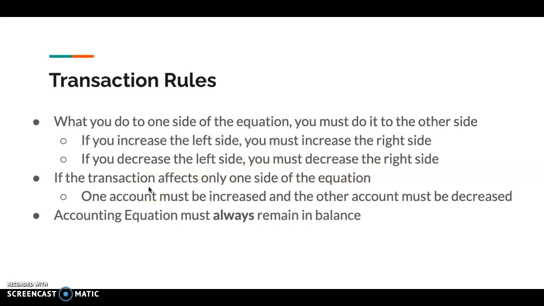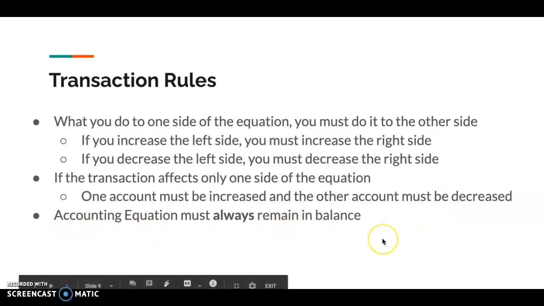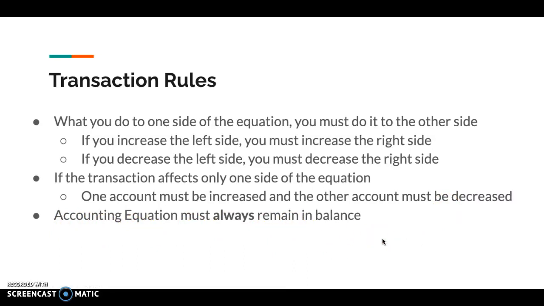Here's another rule. If the transaction affects only one side of the equation, then one of the accounts has to be increased and the other account has to be decreased, and I'll show you that. And then lastly, the accounting equation must always remain in balance. And I guess I should have put in here, there's always going to be two accounts used. You're always going to have two accounts that are affected for each transaction.